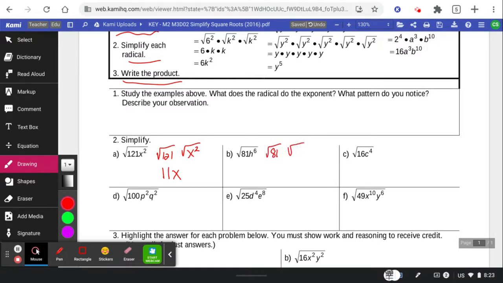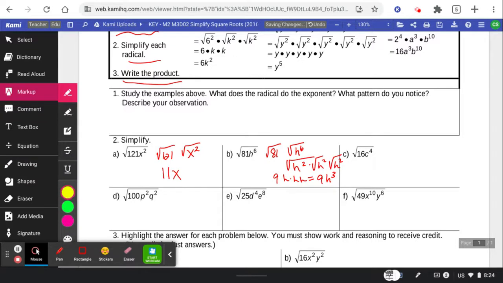Square root of 81, square root of h to the 6th. Above here it shows us stretching that out if necessary, meaning h to the 6th could be like saying h squared, h squared, h squared, because the square root of h squared is just h. Square root of 81 is 9. Final result is 9h to the 3rd.